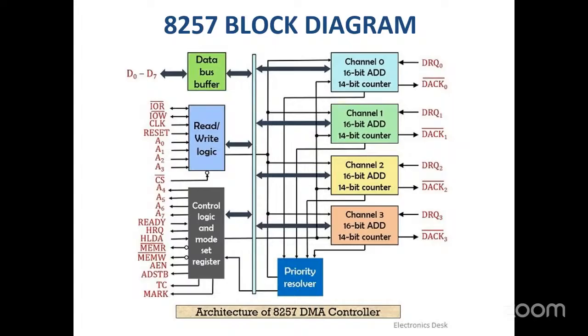Then the data bus buffer is connected to the 8086 microprocessor to send data or to control this device. To control the 8257, the microprocessor sends the data from the 8086 to the DMA controller using D0 to D7, and these are the control pins: read write logic, control logic, and mode set register. These are the 4 channels. For the 4 channels, you can connect 4 different devices, and there is a priority resolver, which decides which channel is served first depending on the different priorities.